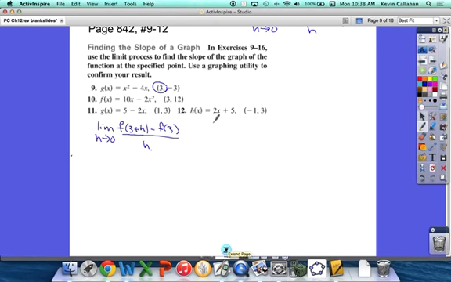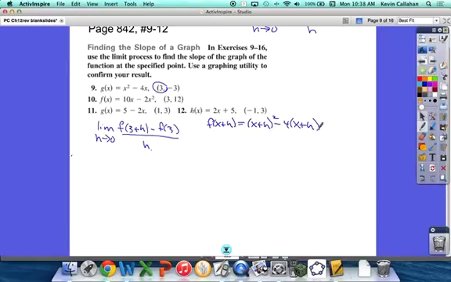So first I've got to find f of x plus h. How do we find f of x plus h? This is always where we make our mistakes. That's f of x. What is f of x plus h? Plug in x plus h for x, right? So that's going to be x plus h squared minus 4 times x plus h.